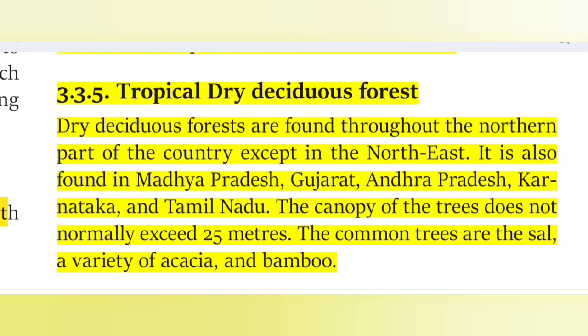This is fifth part. Okay, tropical dry deciduous forest. So dry है तो ये dry deciduous forest throughout the northern part of the country रहेगा except the northeast, because northeast में चेरापूंजी है, मेघालय है, उधर तो बारिश होता है. So tropical dry deciduous forests are found throughout the northern part of the country except the northeast. It is also found in Madhya Pradesh, Gujarat, Andhra Pradesh, Karnataka and Tamil Nadu.